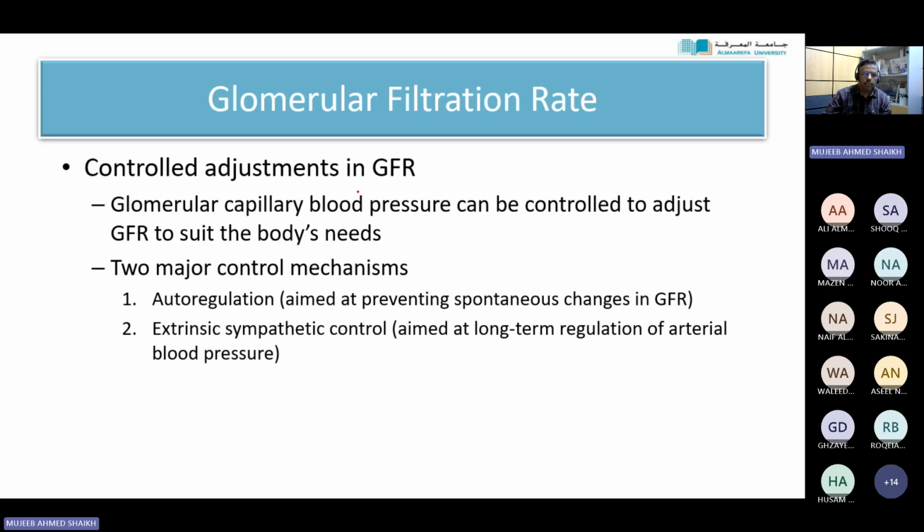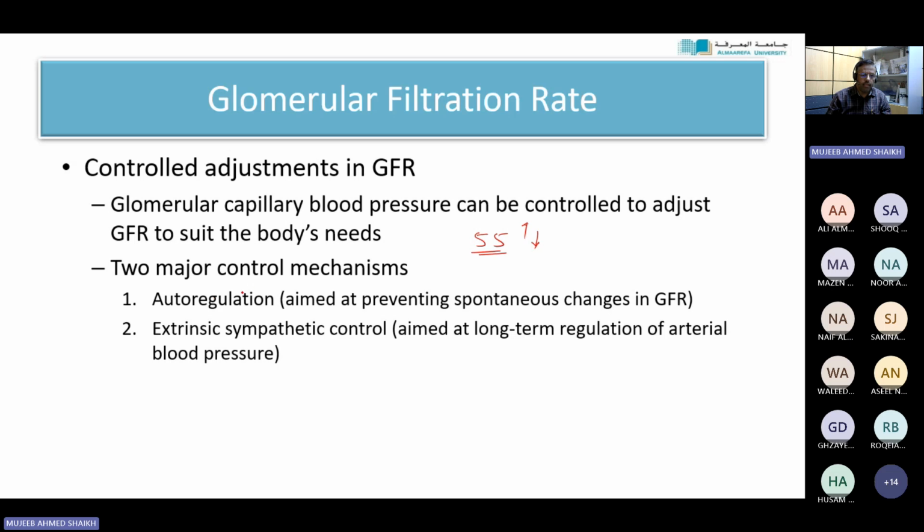Controlled adjustment of the GFR. How is the GFR controlled? Glomerular capillary blood pressure can be controlled to adjust the GFR. Whenever glomerular capillary pressure, which is around 55, is kept at 55, the same amount of filtration will occur. If this 55 is increasing or decreasing, then it will cause a change in the GFR. So how is this 55 regulated?